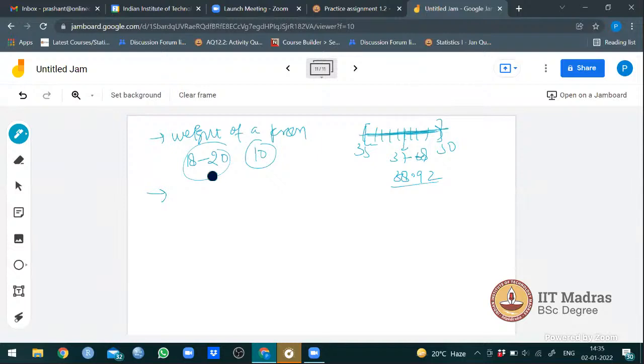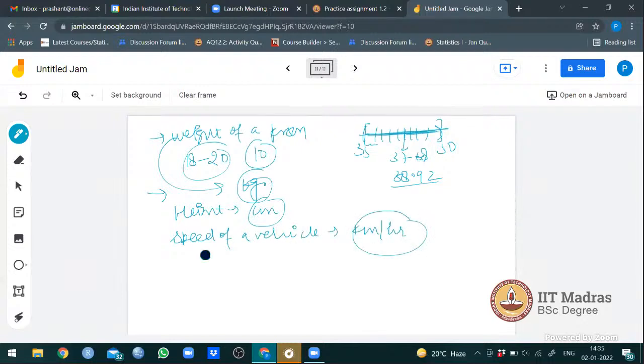Then the concept of measuring: suppose you are measuring the weight in kilograms, it will be continuous. You can measure height in centimeters. You can measure the speed of a vehicle in kilometers per hour. So it will be continuous.